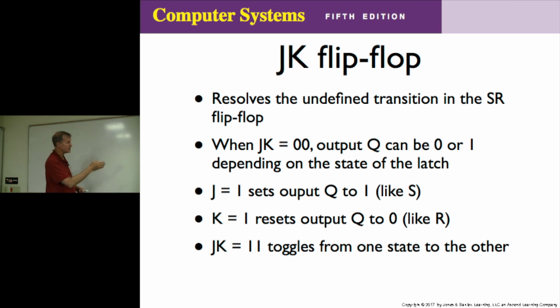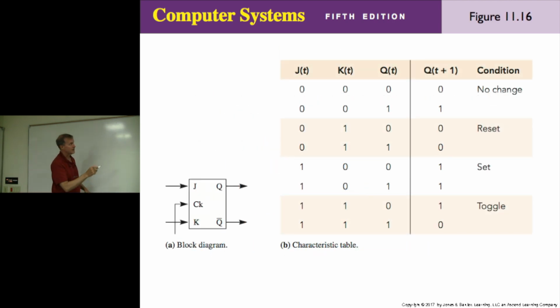So here in figure 11.16 is the characteristic table of the JK flip-flop. Notice that if JK is 0, 0, that's the no change. If JK is 0, 1, it's the reset. If JK is 1, 0, that's the set. But now, if JK is 1, 1, that's the toggle condition. Now here's the thing.